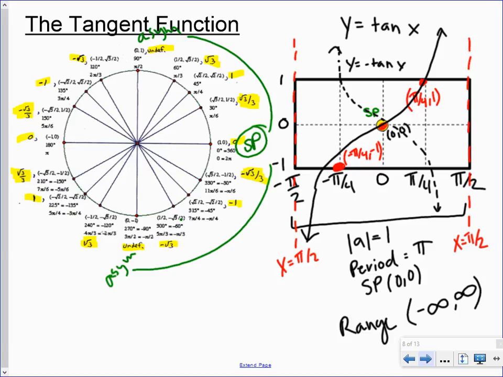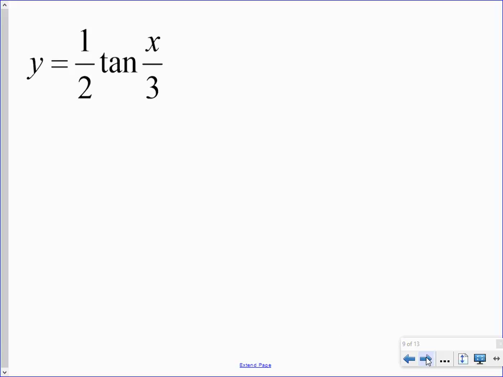Now I've got about 4 minutes left, so I want to do at least one example with tangent, just so you can see. Biggest issues are periods are different, and the method of graphing your frame is different. So here's my first one. Y equals 1/2 tangent of x over 3. Take a moment. Find these three things: the absolute value of A, the period, the starting point. The same thing you've been doing since last Thursday.